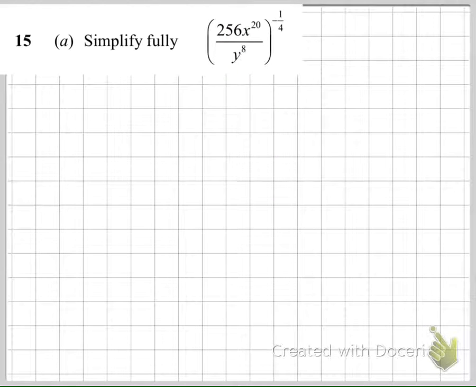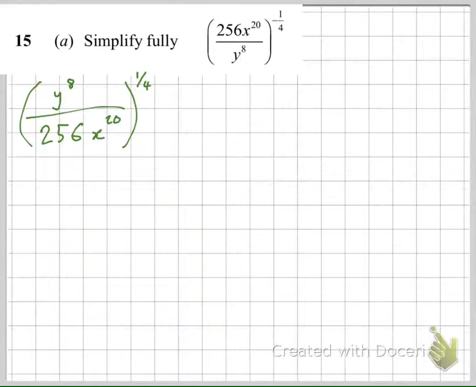In other words, if it's a fraction, you flip it on its head. So flip the fraction on its head and remove the minus. You've effectively used up this minus. Here now, you've still got the power a quarter, but you flip the fraction over to deal with the minus.